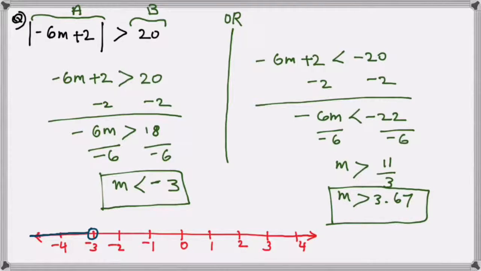When m is greater than 3.67, where is 3.67? 3.67 would be somewhere here. So again, this would be an open dot at 3.67. m greater than 3.67 would be this. So that's the graph.